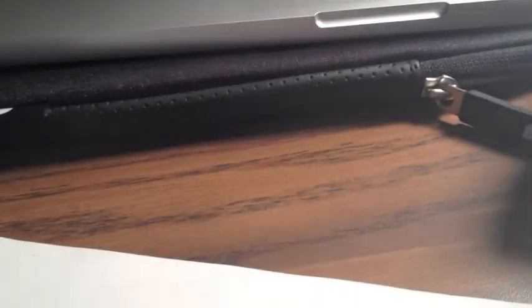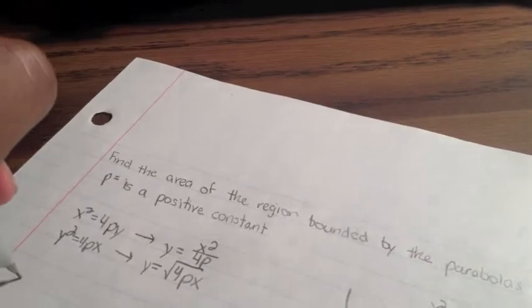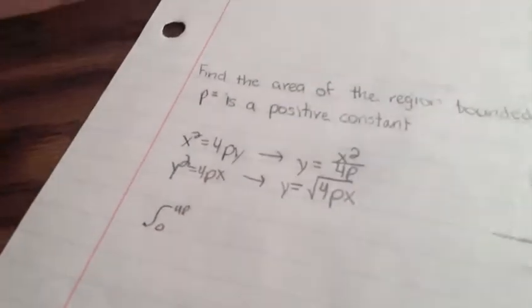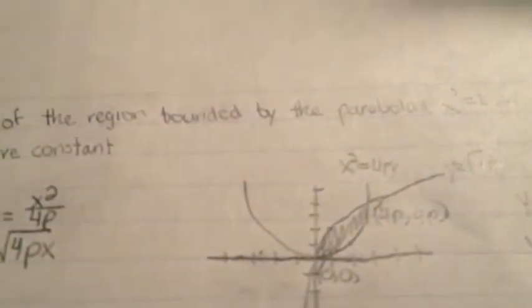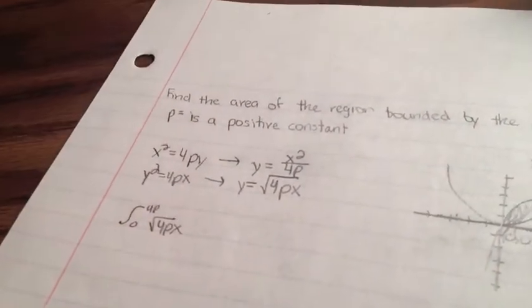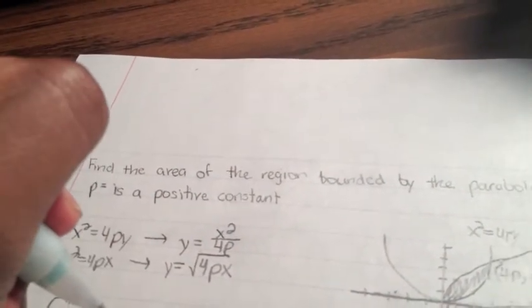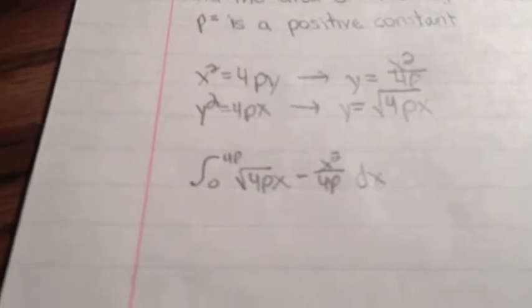So to do this, we're going to do an integral from 0 to 4p, since that's our range. The area underneath the top graph is the integral from 0 to 4p of the square root of 4px, and that's the top curve. Then we subtract the bottom curve, which is x squared over 4p, dx. So here's our integral to find the area.